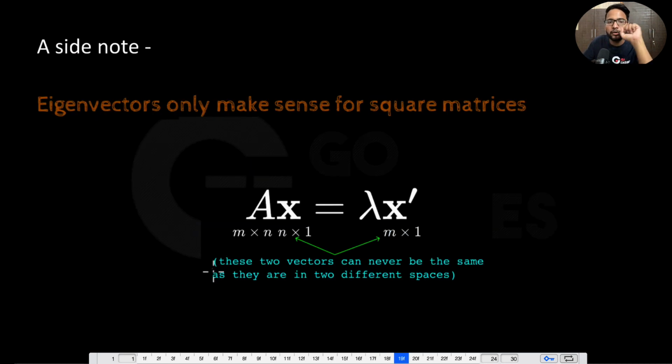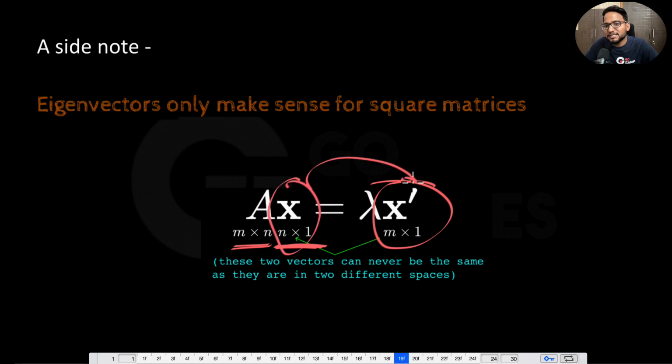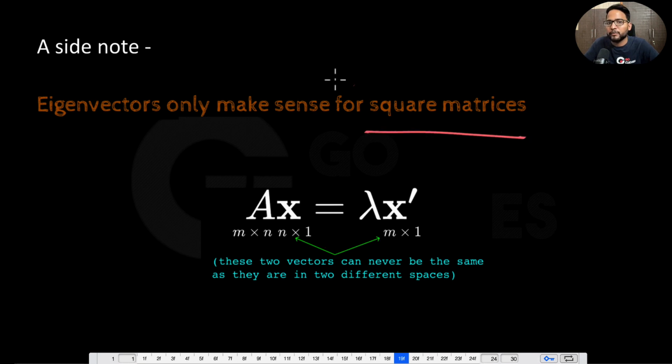Now there is one side note: eigenvectors only make sense for square matrices. If the matrix is not square, say m cross n, then the vector has to be n cross 1 because of the dimension match. Ultimately you get something of m cross 1, and then I cannot even get the same vector. Since I want the same vector, eigenvectors are always defined for square matrices. This is just a side note.